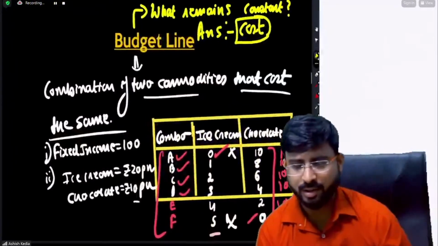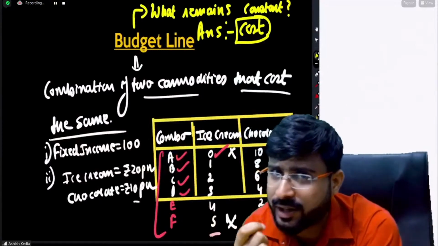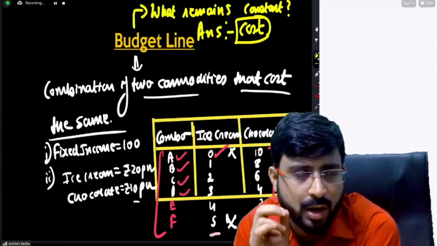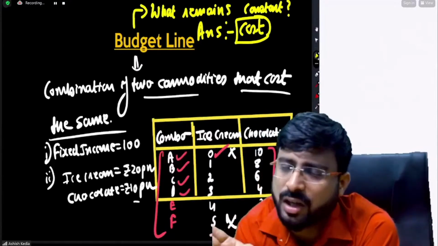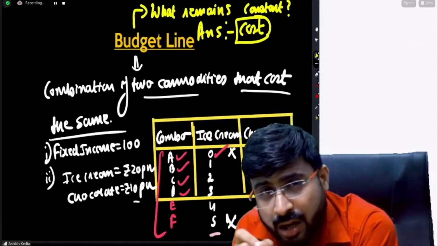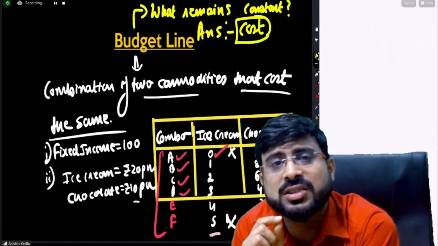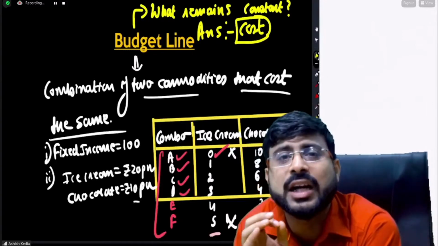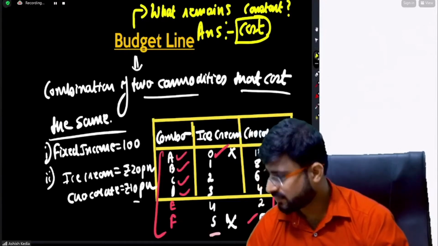So what is a budget line? I am dictating. Budget line is a curve showing various combination of two commodities that cost the same. Two commodities that cost the same. Correct.